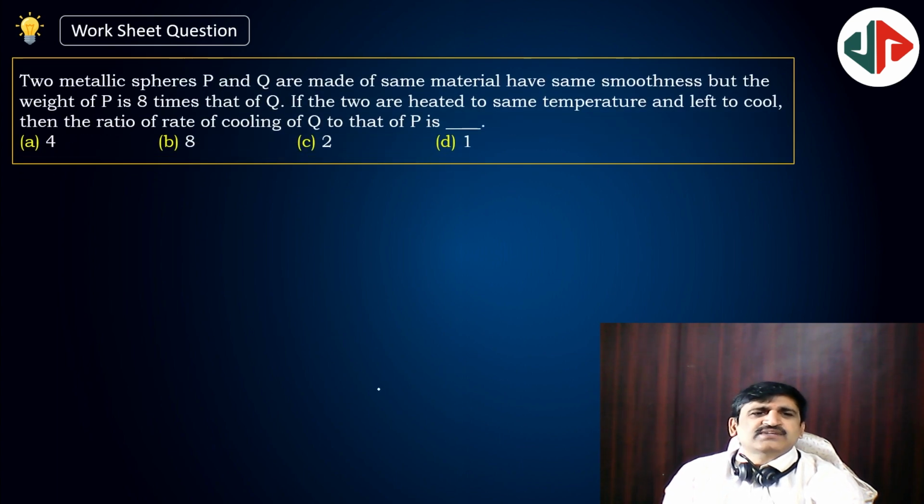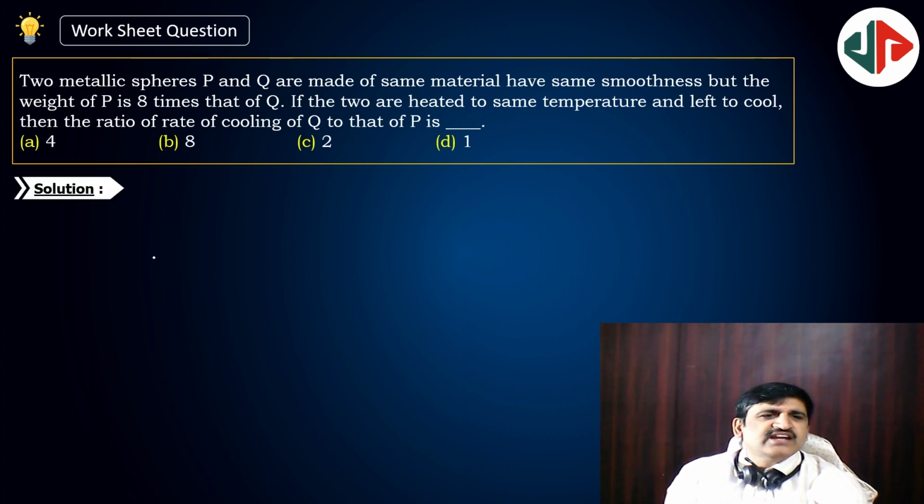Two metallic spheres P and Q are made up of the same material, have the same smoothness, but the weight of P is 8 times that of Q. The two are heated to the same temperature and left to cool.